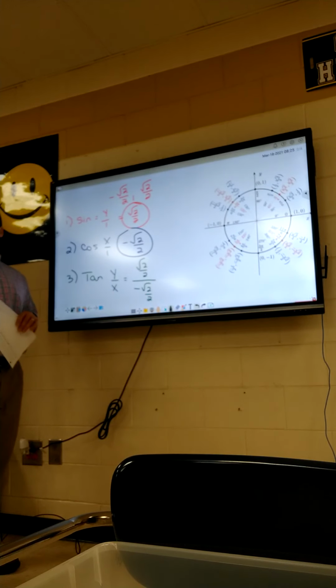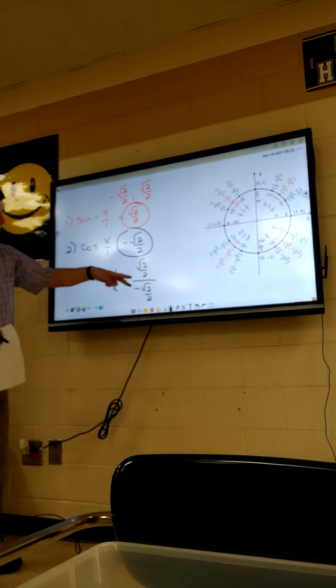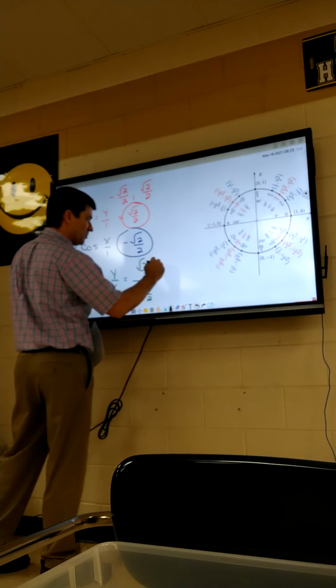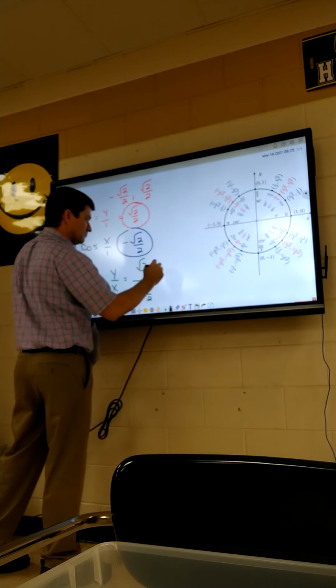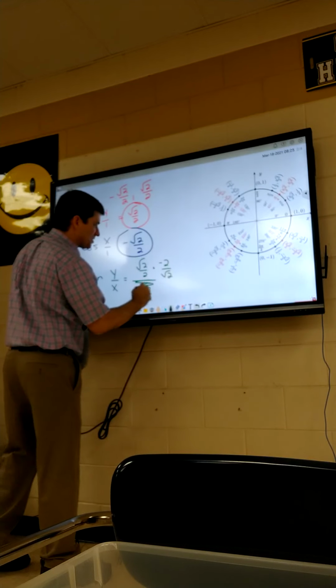Now, this one you might can do in your head. But what I want y'all to do when you have to divide fractions is keep, change, flip. I want you to multiply it and flip the second fraction, the bottom one. So I'm going to flip that over. It's going to be negative 2 over root 2.